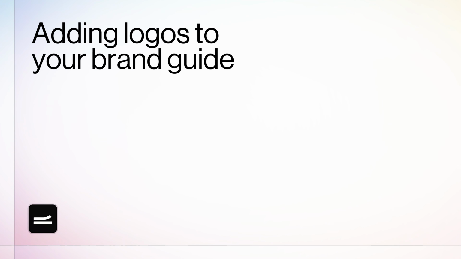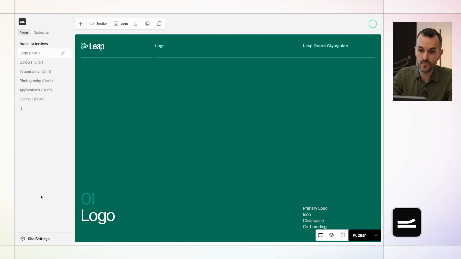To add a logo to your brand guide in the Guidelines platform, we're going to be looking at the template that we've just created. We created a template through the free templates on the Guidelines site, and we're able now to take a look at editing that.